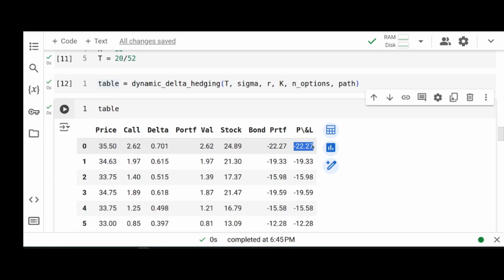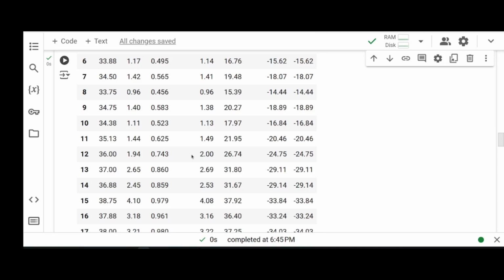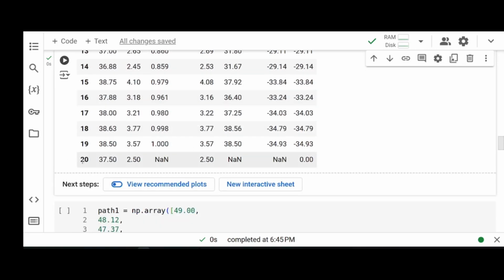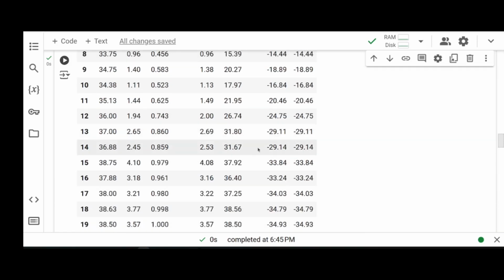So we'll continue this one. And if you see the table at the end of the 20 weeks, you have 0 P&L, and the portfolio value is 2.5. That means there is no profit and there is no loss, and the value of the portfolio is maintained. So this is a very nice example, and one can repeat and practice for other possible scenarios.